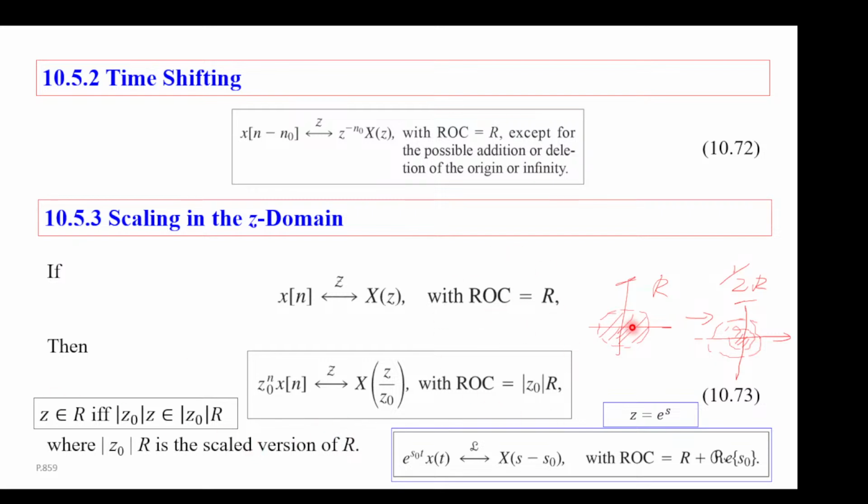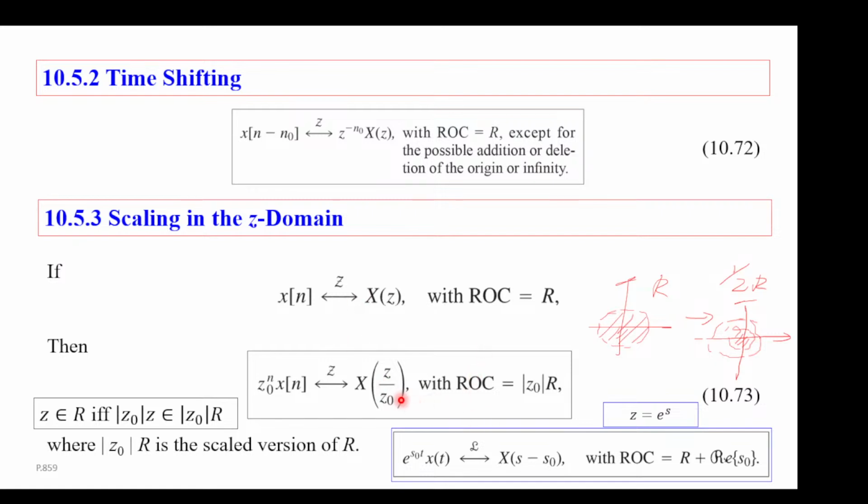And the ROC was a circle, and it will be a ring. Because it has this polar symmetry, the ROC will become the absolute value of z0 times the same ROC. So if it was a circle, then the circle will shrink or expand by a factor of the absolute value of z0.